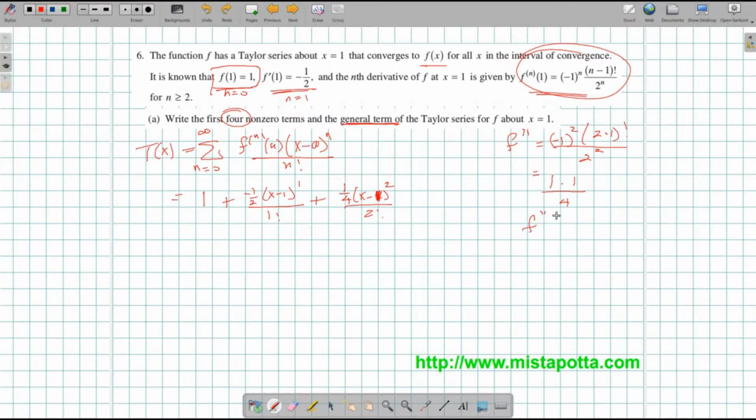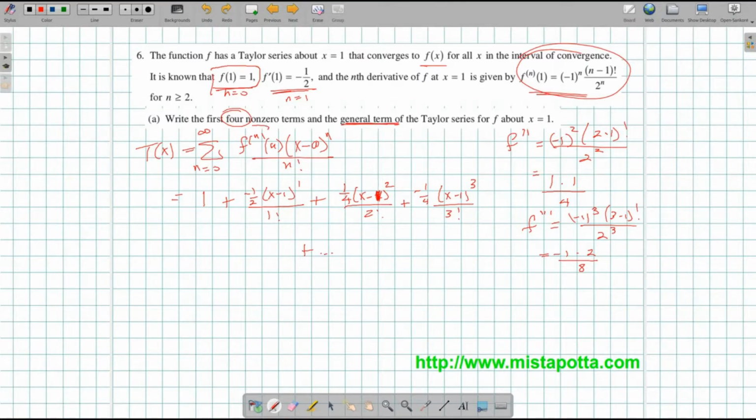And I need to do the same thing for my third derivative, which is going to be negative 1 cubed times 3 minus 1 factorial over 2 cubed, which is going to be negative 1 times 2 factorial over 2 cubed, or negative 1/4. This is going to be x minus 1 cubed over 3 factorial, plus now I need to write my general term.